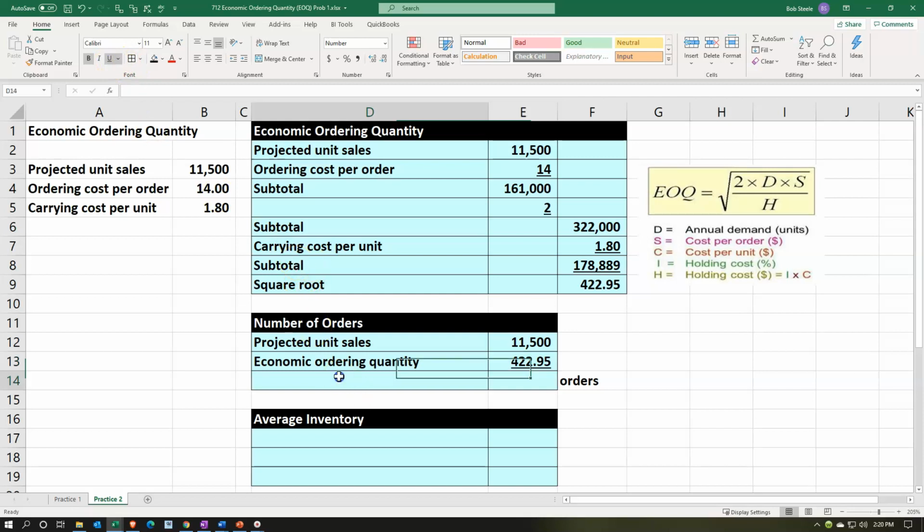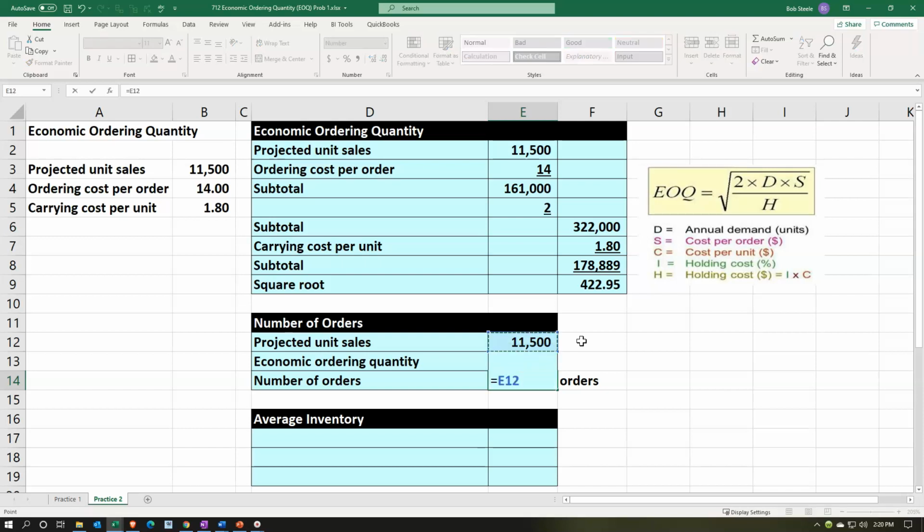That's going to give us the number of orders. So in other words, if we want to order 11,500 on the year, because that's how many units we need, and we're going to order a quantity of about 423 each time, then 11,500 divided by that is going to give us about 27 orders. Again, I'm going to add some decimals, home tab, number, add decimals, because nothing's a perfect world. It's going to be rounded, so we're going to order about 27 times.